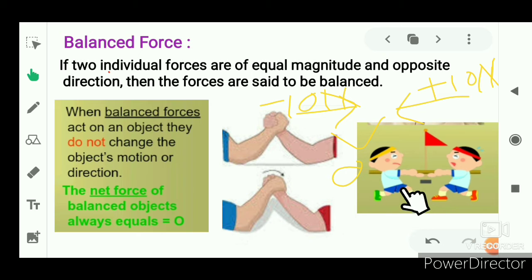In tug of war also, if two persons are playing and both are applying the same force, then no one will win. Means there is no change in the state of the rope. So this is an example of balanced force.